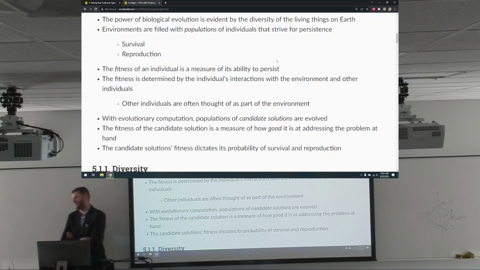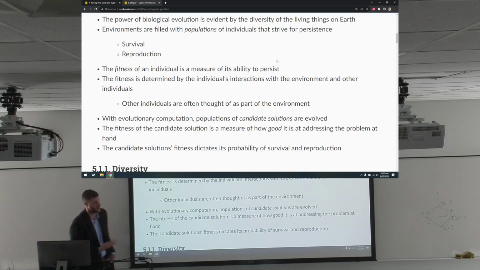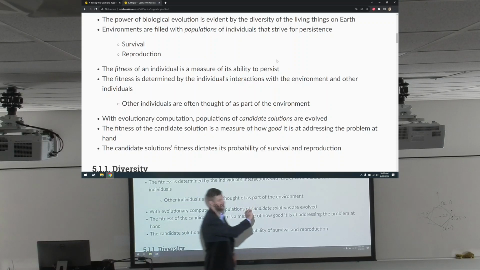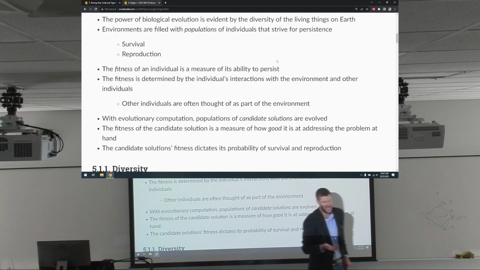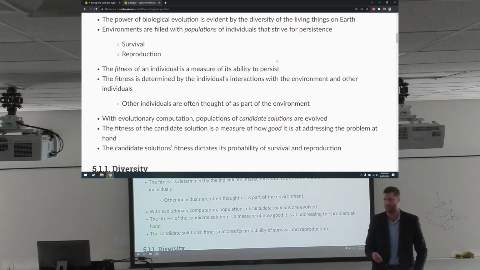And the fitness, so the word fitness has a special meaning in biology. I think I'll give you the proper definition in a moment, but it's like the ability for that thing to persist and reproduce. So the fitness is determined by the individual's interactions with the environment and other individuals, which is again perhaps, like I just said, other individuals are really just part of the environment itself. But, it's kind of funny.